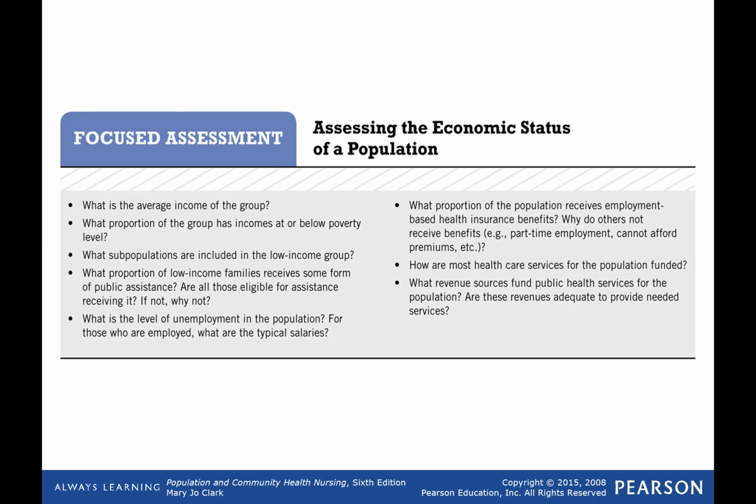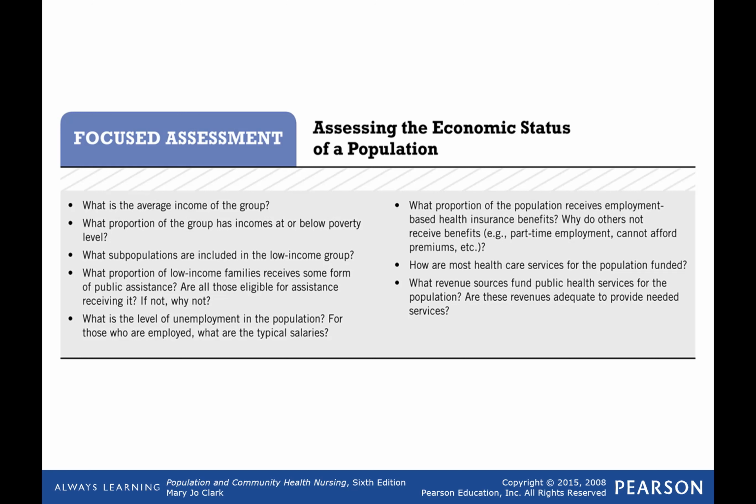What proportion of the group has incomes at or below the poverty level? What subpopulations are included in that low income group? What proportion of the low income families receive public assistance, and are those eligible for assistance actually receiving it?